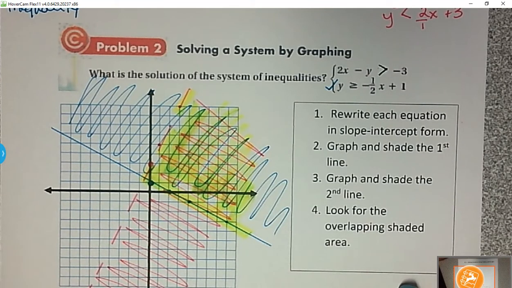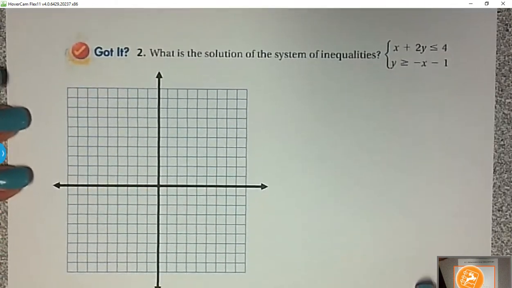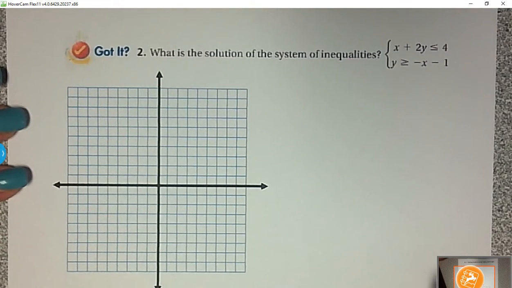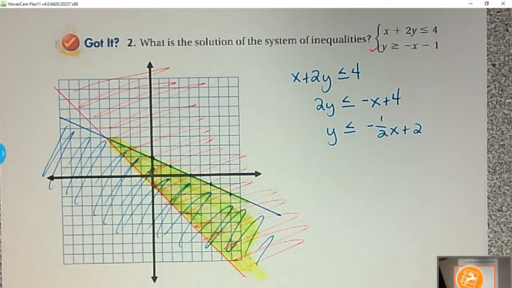Any questions on this one? All right. There's one here that I want you to try on your own. Okay, I'm going to freeze the screen and pause the video while you work it. I'll work it here and then we'll turn it back on and see if you have questions. Alright, so here's mine. Check it with yours. Let me know if you have any questions.